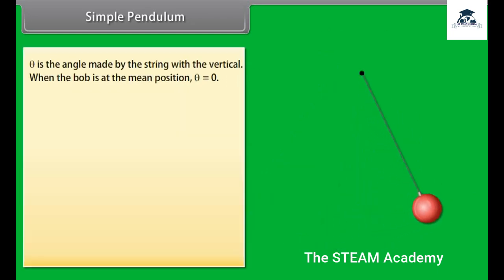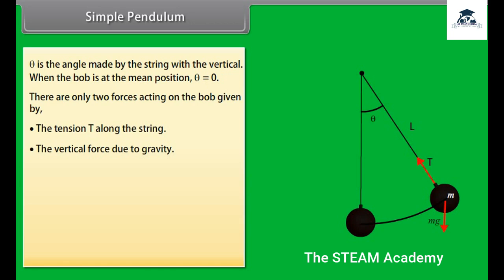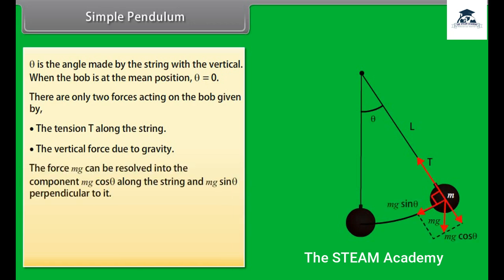Theta is the angle made by the string with the vertical. When the bob is at the mean position, theta is equal to 0. There are only two forces acting on the bob: the tension T along the string and the vertical force due to gravity. The force mg can be resolved into the component mg cos theta along the string and mg sin theta perpendicular to it.